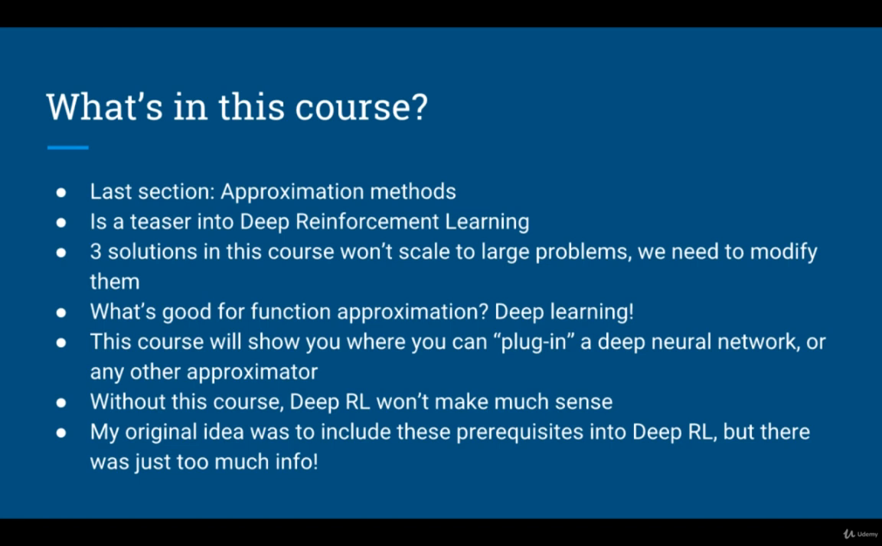In the last section, we'll do a little bit of a teaser and introduce what are known as approximation methods. The disadvantage of the previous three solutions to reinforcement learning is that they don't scale to large state spaces, or in other words, environments where you can find yourself in a large number of different states. The solution to this problem is to use approximation methods, and as you might have guessed, this is where deep learning comes into play, since neural networks are very good function approximators. While we won't explicitly cover deep learning in this course, it provides all the techniques required to plug in your deep neural networks into your reinforcement learning agents.